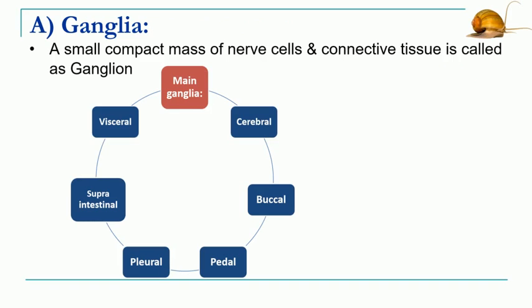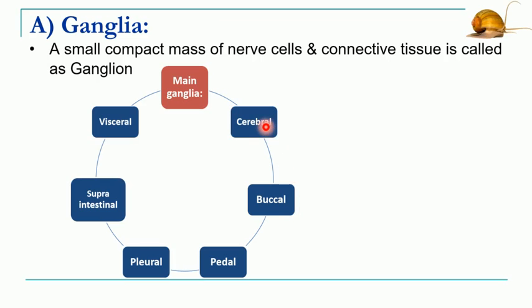As I said, the major component of the central nervous system is ganglion. So what is ganglion? Ganglion is a small compact mass of nerve cells. It is nothing but a mass of nerve cells along with connective tissue, and that is called a ganglion. Now there are in all 6 different types of ganglion present in Pila.